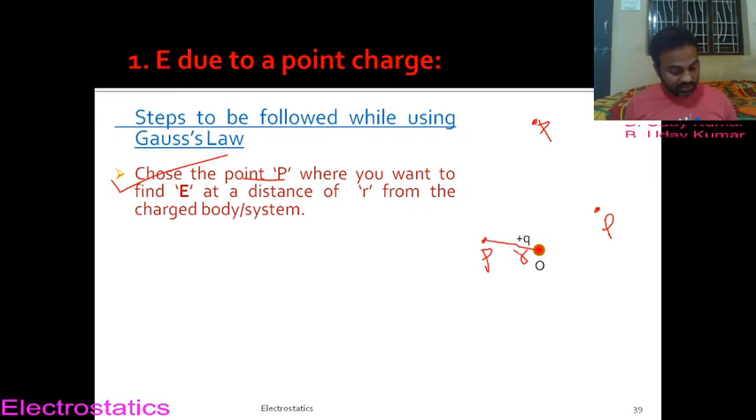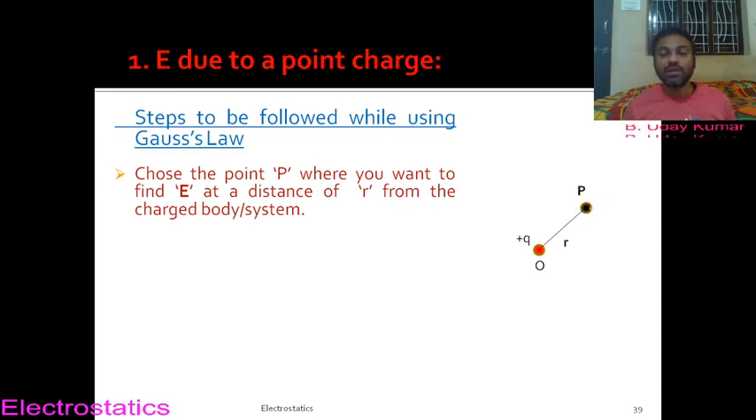Anyway, I just erase everything. So this is the point charge whose electric field intensity I want to find. For that, I have to choose a point P in such a way that it is at a distance of smaller from plus Q. So let us just choose that point P here. Let us assume that this is the point P where I want to find the electric field intensity, and I have taken the distance of this point P from this charge as smaller. Okay, fine, I hope it is clear.